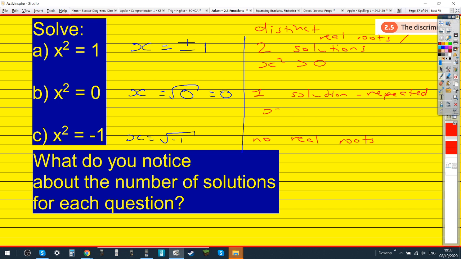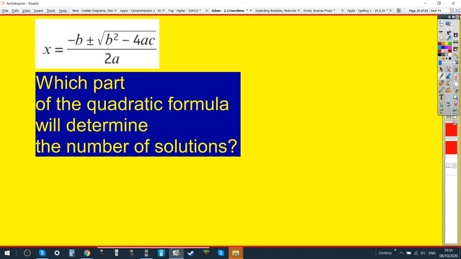Hold on. X squared equals 0. And then for this one, x squared is less than 0. Positive, 0, negative. X squared is greater than 0, x squared equals 0, x squared is less than 0. Yep. Which part of the quadratic formula determines the number of solutions?